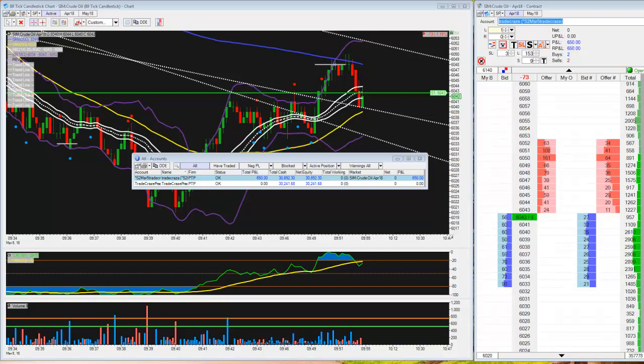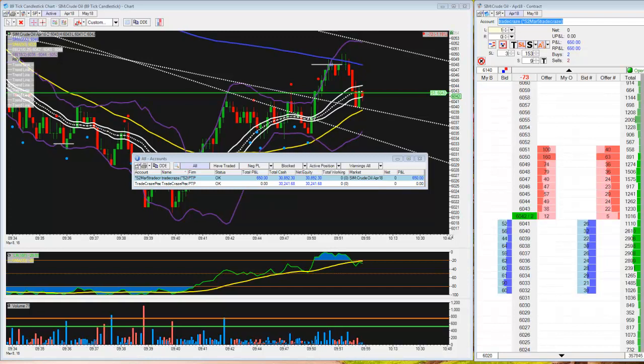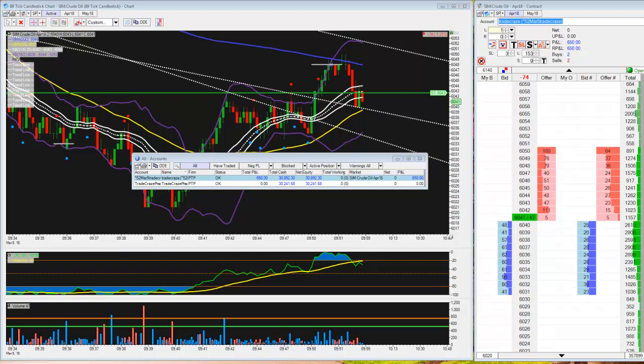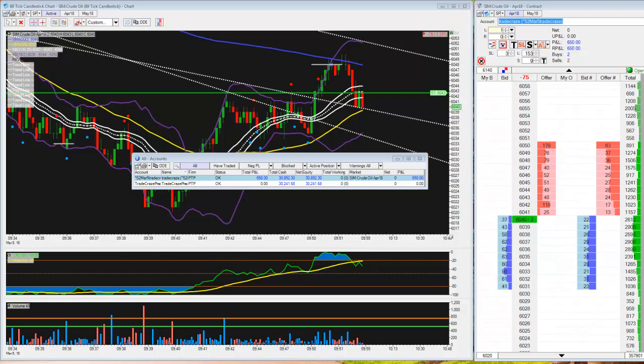I wanted to protect the S1 line. I gave it 9 ticks above it. It went up to 60.50, it looks like, and it's trading off of it.